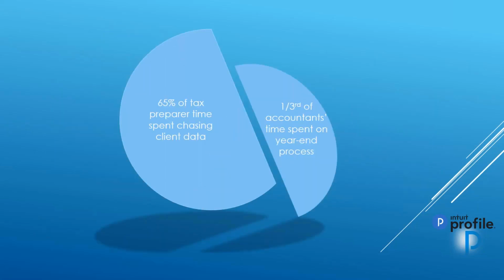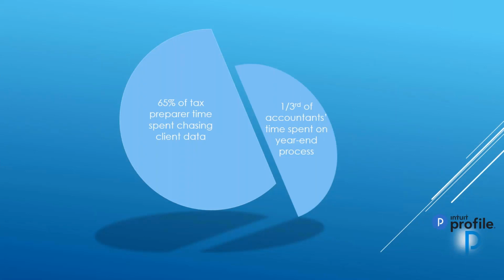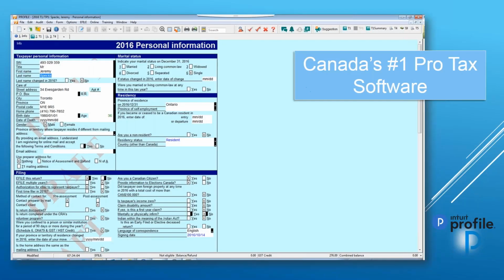For the accountants, most of them will spend time on year-end processes, like getting the balance sheet together and making sure that it does balance, and then taking that information and applying it to a T2 corporate return, or if they do self-employment, they want to take that data into a tax return. So that's where most of the time is spent. ProFile itself has been deemed as Canada's #1 pro tax software, and I'll explain some of the features that give us that title.